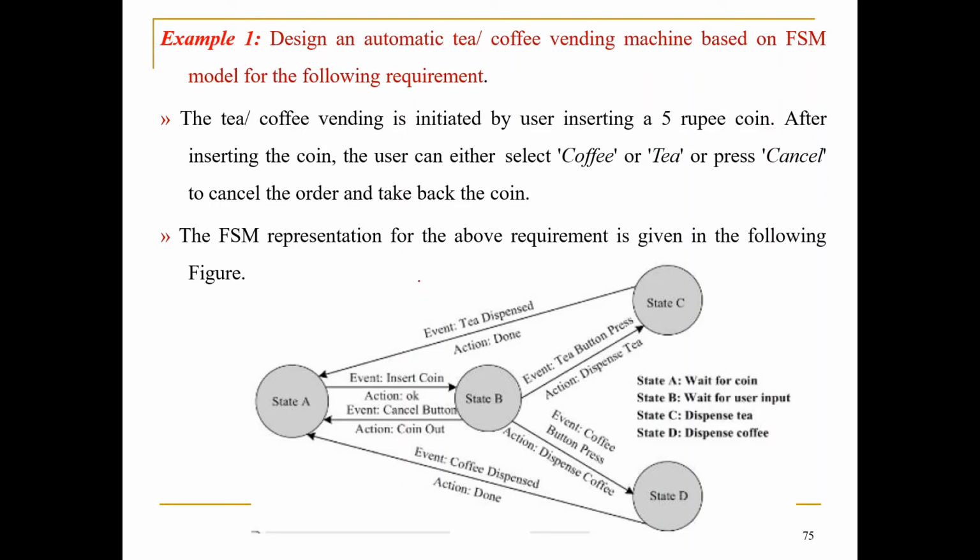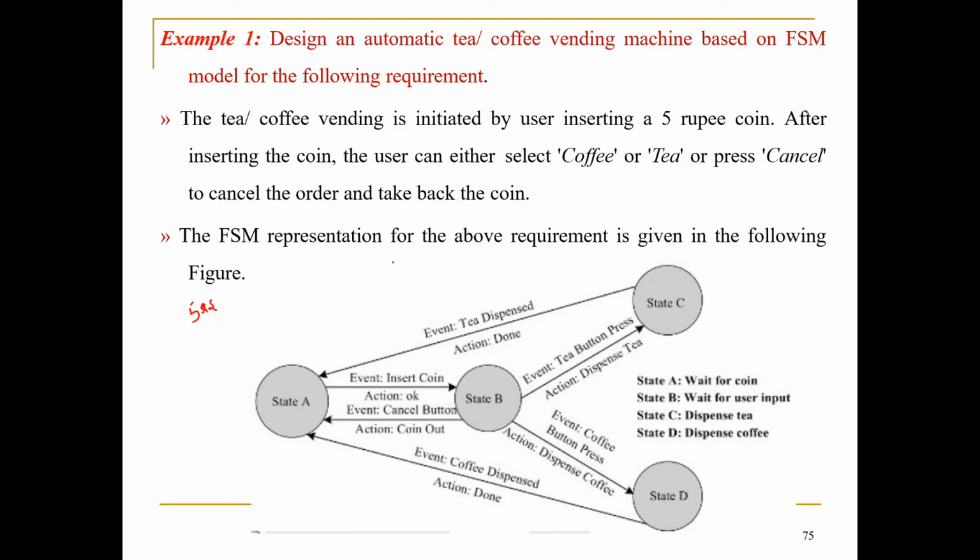Normally what happens in the coffee vending machine is the person will be inserting the 5 rupee coin, and once the 5 rupee coin is inserted, the machine will be waiting for the instruction from the user whether he wants coffee, tea, or he wants to cancel the order. Suppose he cancels the order, the 5 rupees will come back. Suppose he orders a tea, the tea will be dispensed. Suppose he orders a coffee, the coffee will be dispensed.